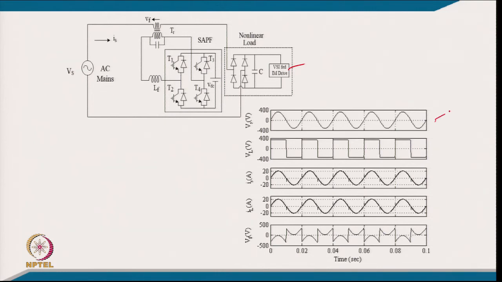We got the supply voltage, and the voltage at the diode rectifier input, or voltage at the PCC, comes like a square wave. The supply current and the AC side load current are both sine waves and in phase with the supply voltage. The difference of the two, the PCC voltage and the supply voltage, is what we are injecting by the series active filter with the help of this transformer and inverter.